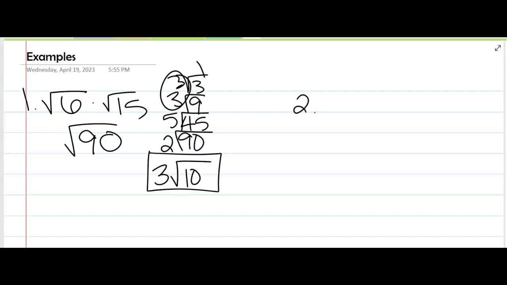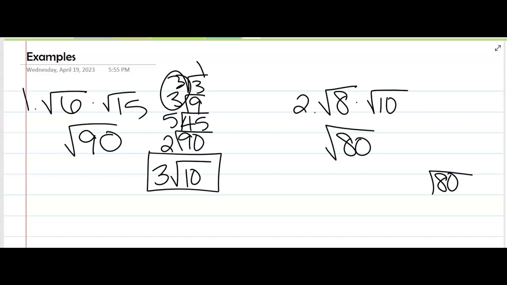Okay, number 2. Let's say we have the square root of 8 times the square root of 10. Now the 8 and the 10 are both underneath the radical, so we're going to multiply those together. 8 times 10 is 80. But it has to stay underneath the radical. For me, off the top of my head, I'm not thinking of any perfect square factors of 80, so I would probably jump to the cake method.